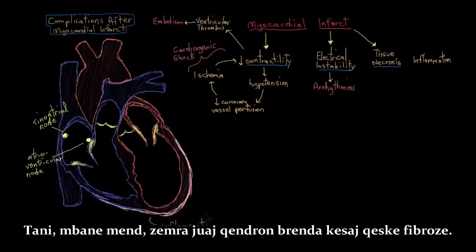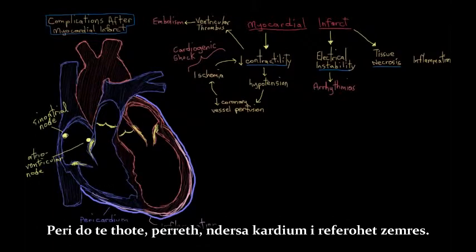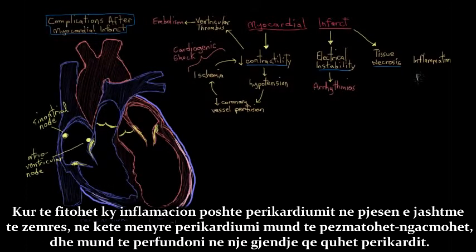Now remember, your heart sort of sits inside this fibrous sac. It's encased by this fibrous sort of cover called your pericardium. Peri meaning around and cardium referring to your heart. And when you get all this inflammatory stuff happening just beneath the pericardium on the outside of the heart, you could irritate your pericardium and you could end up with a condition called pericarditis.